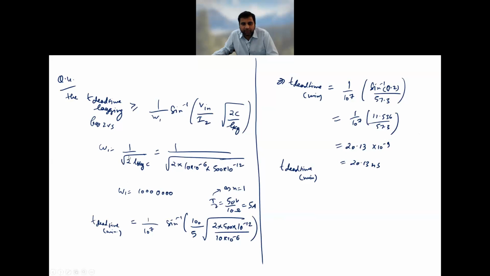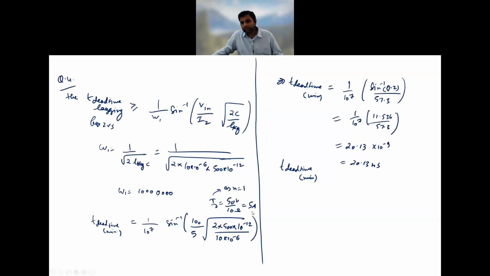where omega 1 is nothing but 1 by under root 2 L leakage C, where we assume that C3 equal to C4 equal to C. So we got omega 1 to be nothing but 10 raised to power 7 radian per second, and that gives the minimum dead time required, because we want the dead time to be greater than that, which ensures that the voltage reaches its zero point. So we can write 1 by 10 power 7 sine inverse V in by I2 under root 2C by L leakage. C we know, L leakage we know, which is 10 microhenry. However, the output voltage is given as 50 volt and the output load is given as 10 ohm.